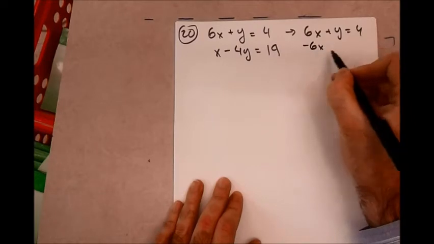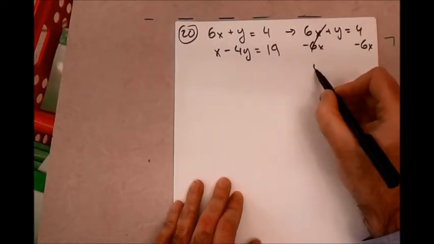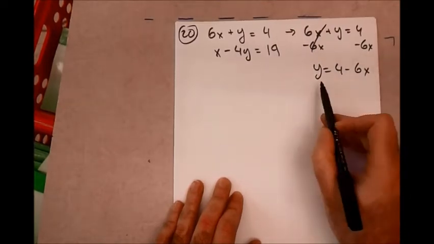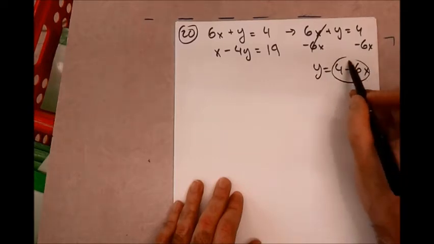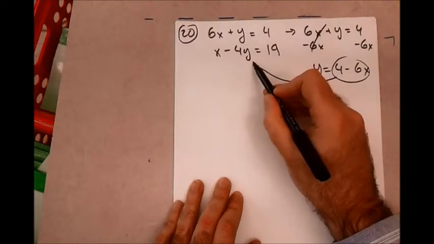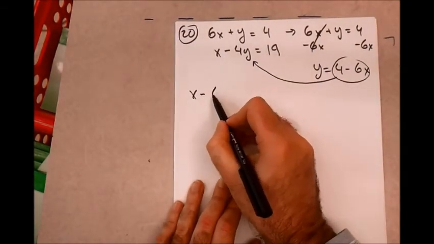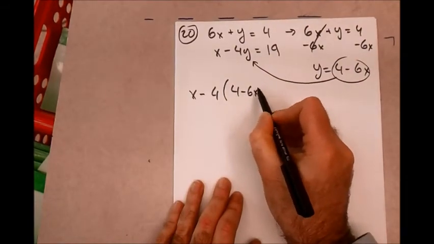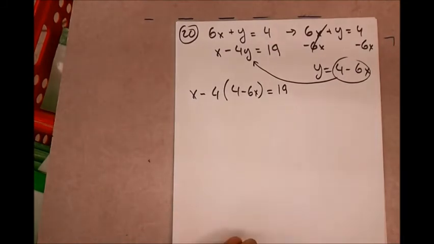So I'm going to subtract 6x, subtract 6x. That's gone. Now I have y isolated, and I'm going to substitute this value in for the y in my second equation. So x minus 4 times this equals 19. Alright, that's done with.